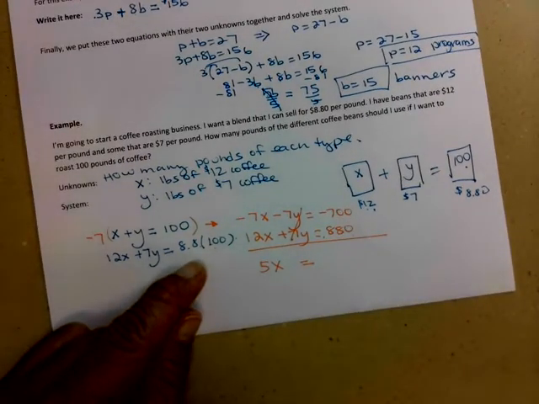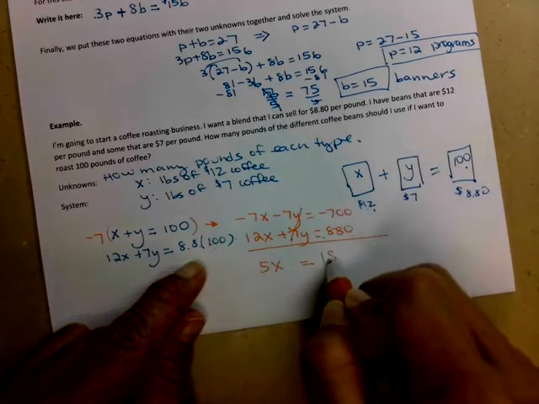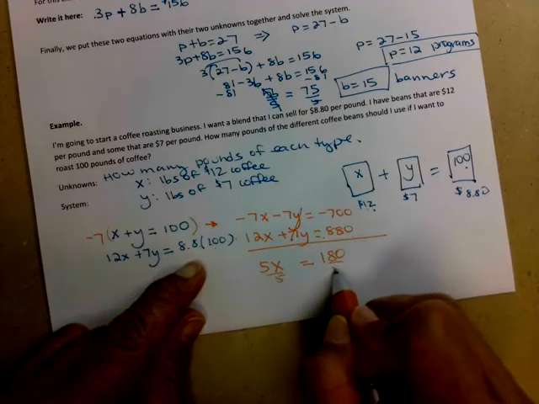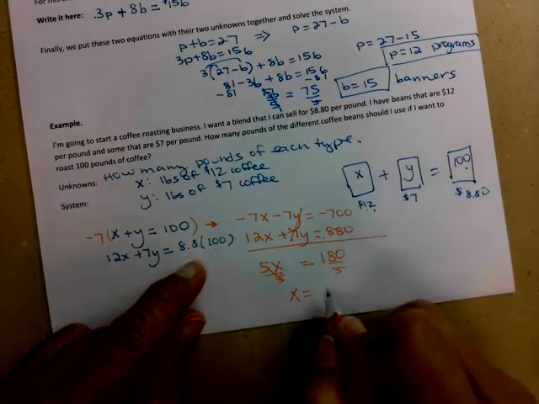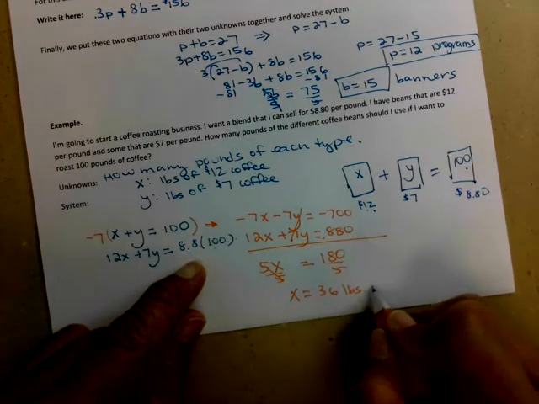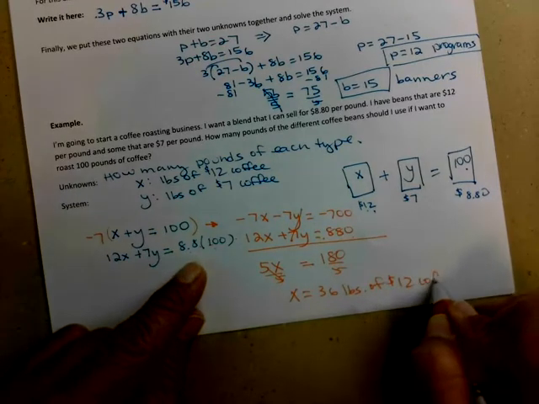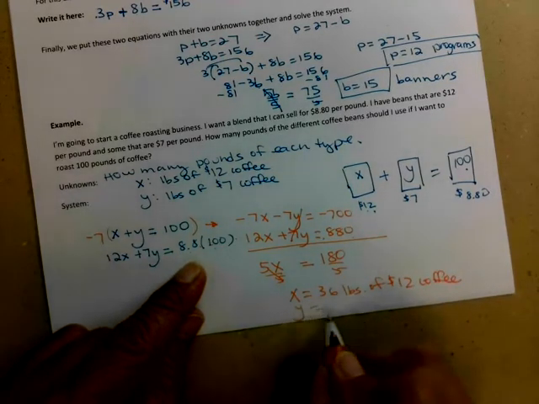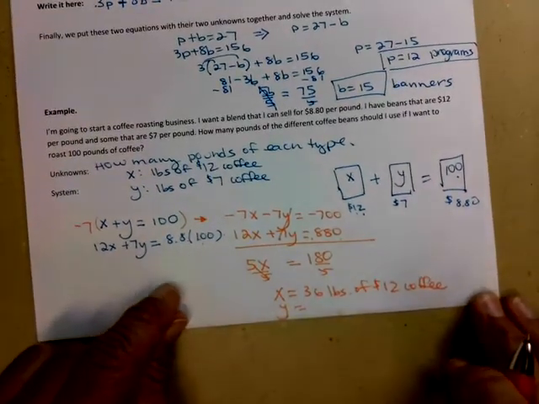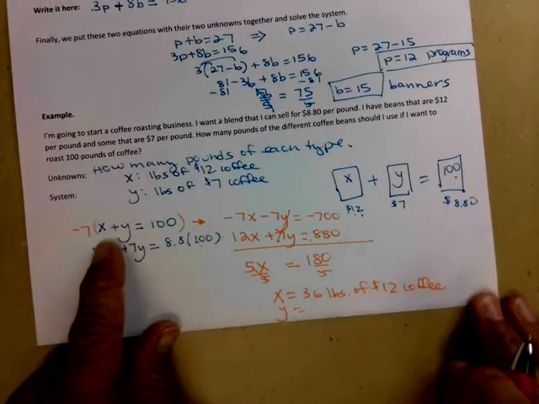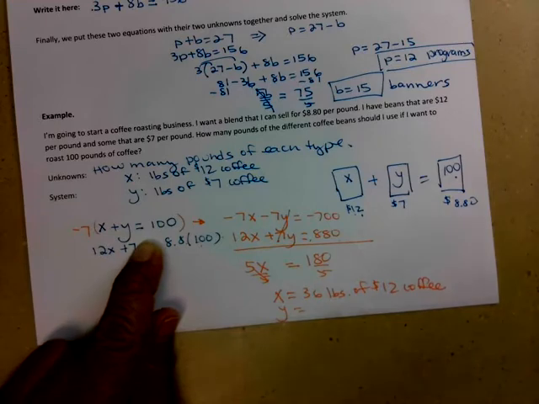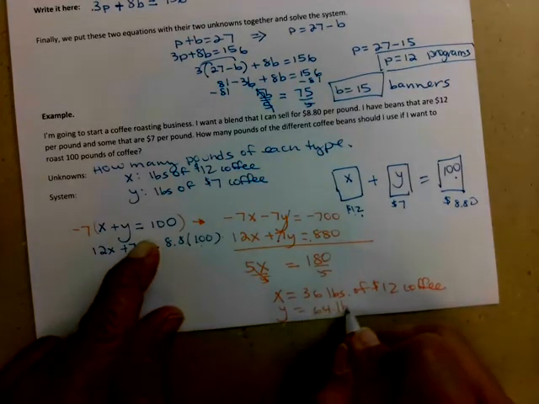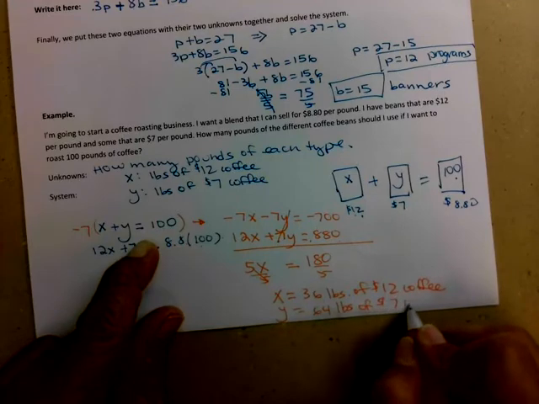We get to my equal sign. 880 minus 700. I'm going to use my calculator because I don't trust myself. That looks like 180. And then divide both sides by 5. So x equals 180 divided by 5. That looks like 36 pounds of $12 coffee. And the y value then, how much of the $7 coffee would I need? Well, I'm just going to grab this equation right here. Remember, I wanted a total of 100 pounds. So if 36 is the expensive stuff, that means I need 64 pounds of the $7 coffee.